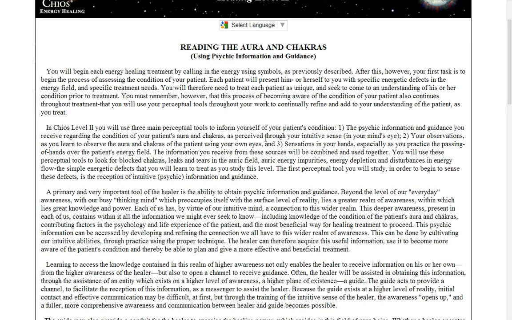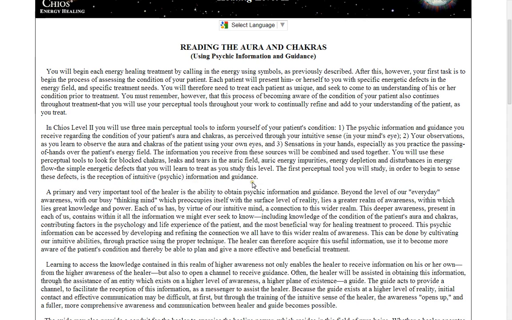2, your observations. Remember, observation means to observe. Not to focus, but to observe. Your observations as you learn to observe the aura and chakras of the patient using your own eyes. And 3, sensations in your hands, especially as you practice the passing of hands over the patient's energy field. The information you receive from these sources will be combined and used together. You will use these perceptual tools to look for blocked chakras, leaks and tears in the auric field, auric energy impurities, and energetic depletion and disturbances in energy flow. These are the simple energetic defects that you will learn to treat as you study this level. You're looking for blocked chakras, leaks and tears in the auric field, auric energy impurities, energy depletion, and disturbances in energy flow.